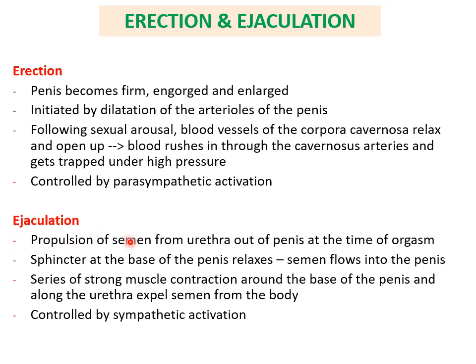Ejaculation is the propulsion of semen from urethra out of penis at the time of orgasm. Following erection, the sphincter at the base of the penis will relax and the semen will flow into the penis. Simultaneously, a series of strong muscle contractions will occur at the base of the penis and along the urethra, and this will expel the semen from the body. Ejaculation is controlled by sympathetic activation.